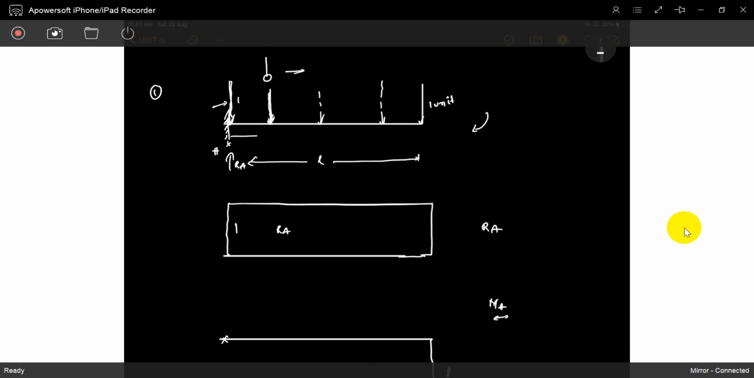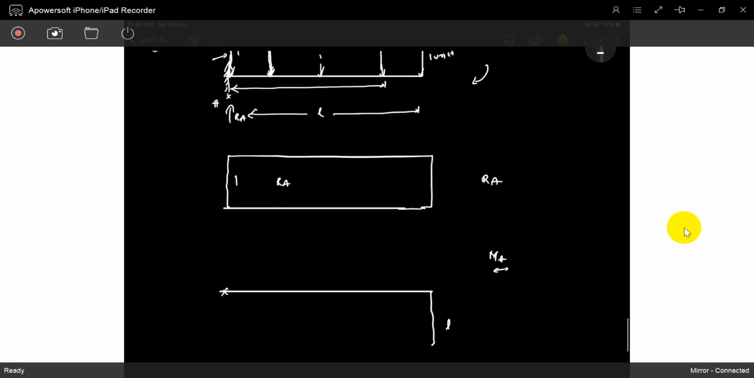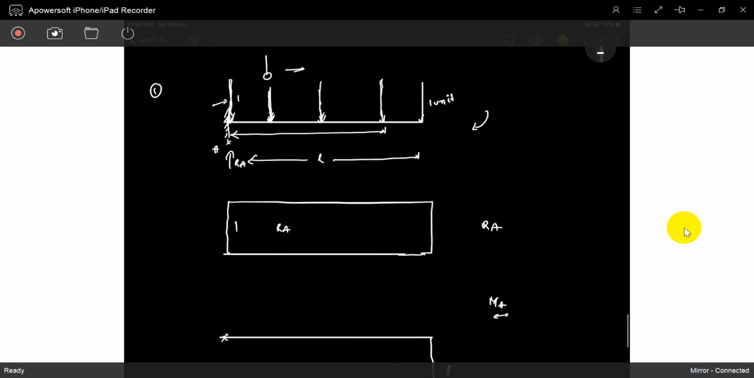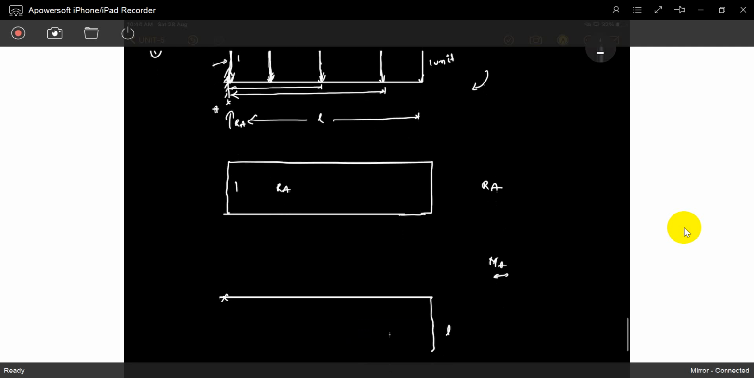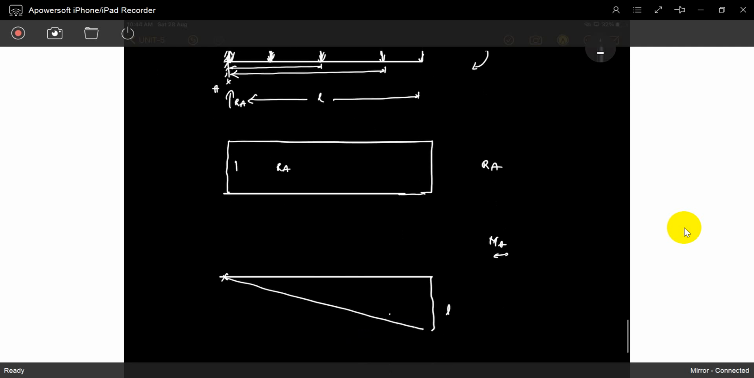If the load is here, what is the bending moment at A? 1 into this distance, sir. The distance is decreasing, so its value decreases. The bending moment is load into that distance. So the distance is varying linearly, from L to 0. That is how the moment is varies.